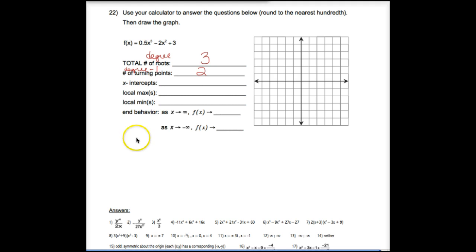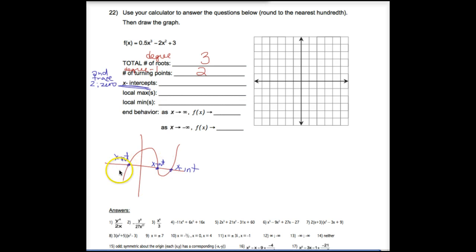So I'm just going to do a rough sketch down here. That's kind of what it looks like. So when I'm finding the x-intercepts, there are 3 of them. Here's one, here's one, and here's one. So x-intercepts, press second, trace, and then choice 2, because x-intercepts are zeros.